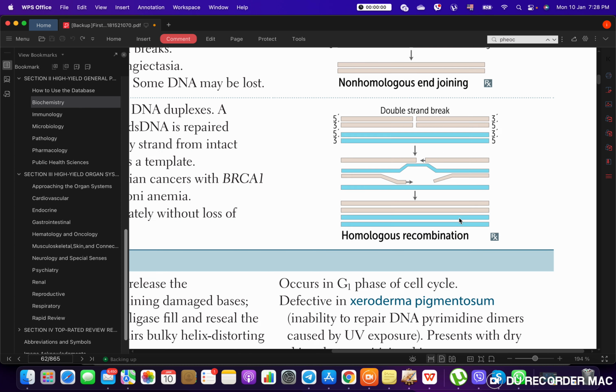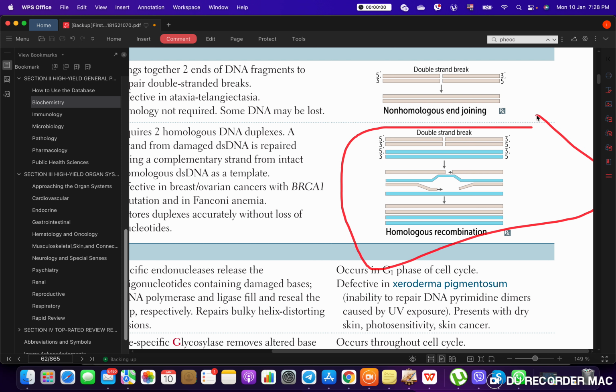Well, wait a second. Are we the ones doing that, or is it just our body automatically doing this? All of these super complicated DNA repair mechanisms. Who's doing that?